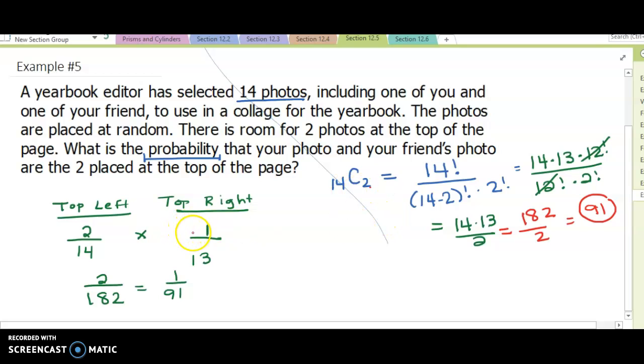Well, all we want is my friend and I. That's one of those 91 combinations. So the probability would just be 1 over 91. We get the same answer either way we do it.